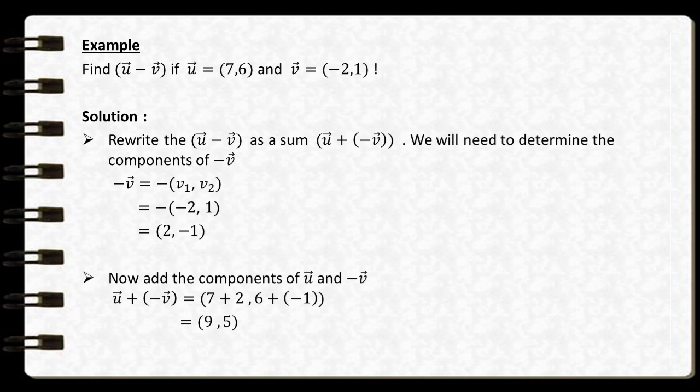Now add the components of vector u and minus vector v. Vector u plus minus vector v equals (7 plus 2, 6 plus minus 1), equals (9, 5).